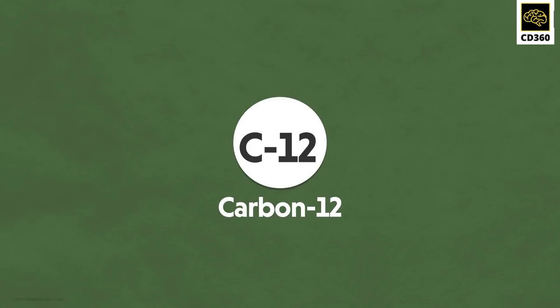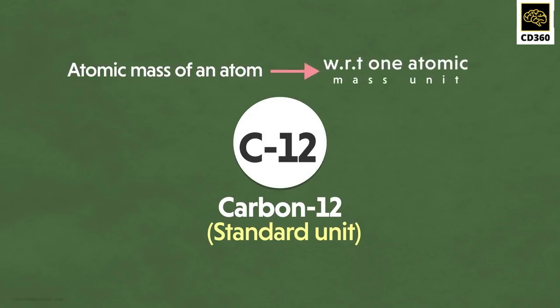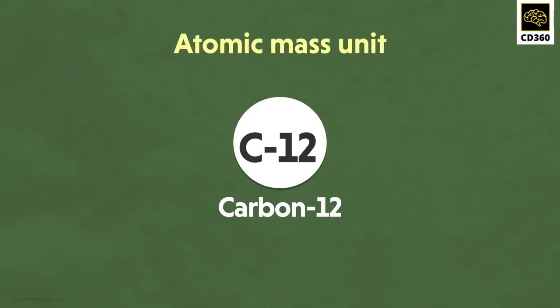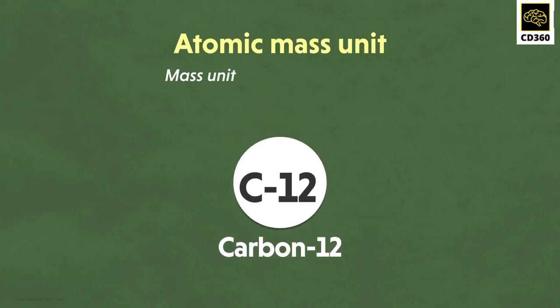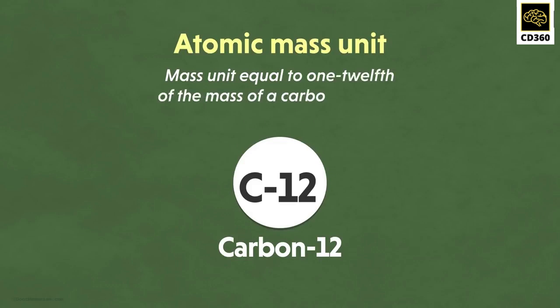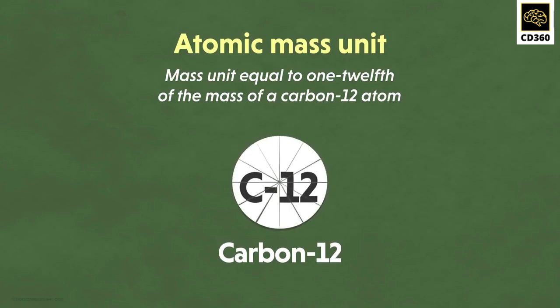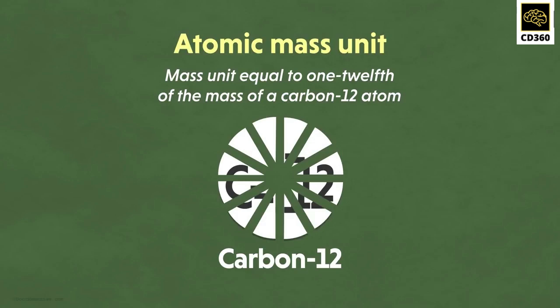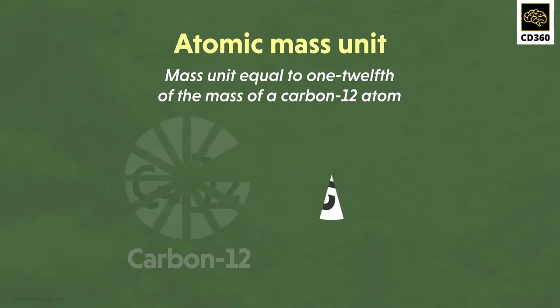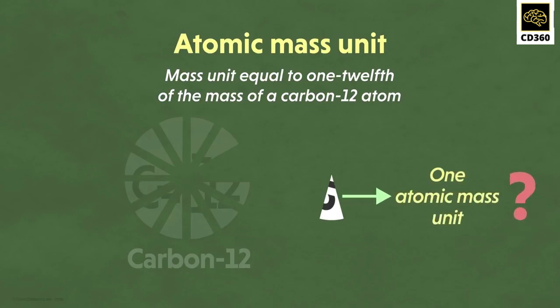Thus, an atom of carbon-12 is considered to be a standard unit and atomic mass is calculated with respect to one atomic unit. And how do we define one atomic unit? One atomic mass unit is defined as the mass unit exactly equal to 1/12 of the mass of a carbon-12 atom. So let us assume this is one atom of carbon-12. We divide this into 12 exact equal pieces. We take one piece out of the complete unit. Can we say the mass of this single piece is one atomic mass unit? Absolutely. And this is used as a standard to calculate the atomic mass of any other atom.